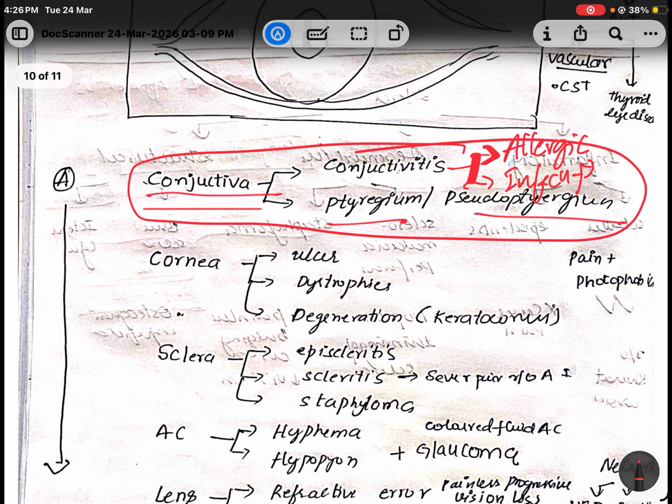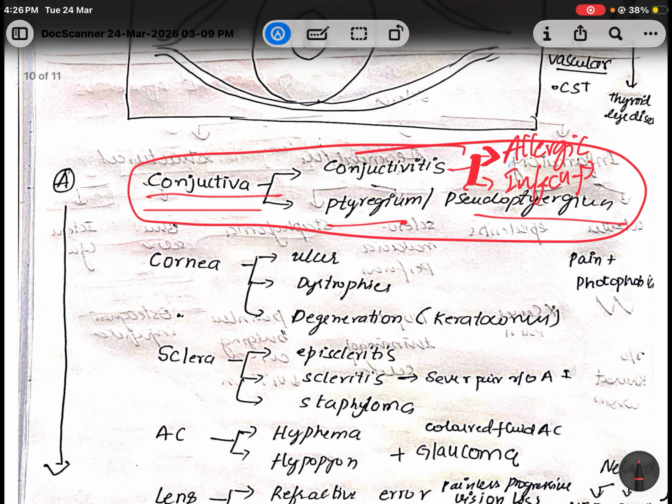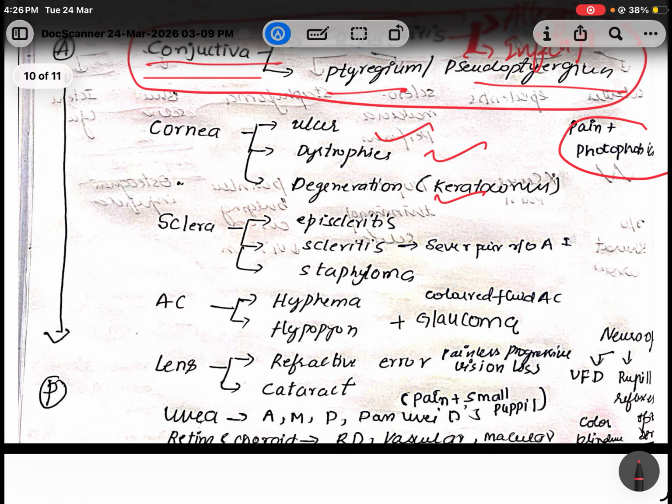Coming to the cornea, there are only three things I have to concentrate on: ulcer, dystrophies and degeneration. Degeneration is not equal to dystrophies, and dystrophies themselves are not important for your boards. It's a NEET PG topic. For convenience, you can just remember three corneal dystrophies and you'll be done. The major important thing under clinical features to remember is pain and photophobia.